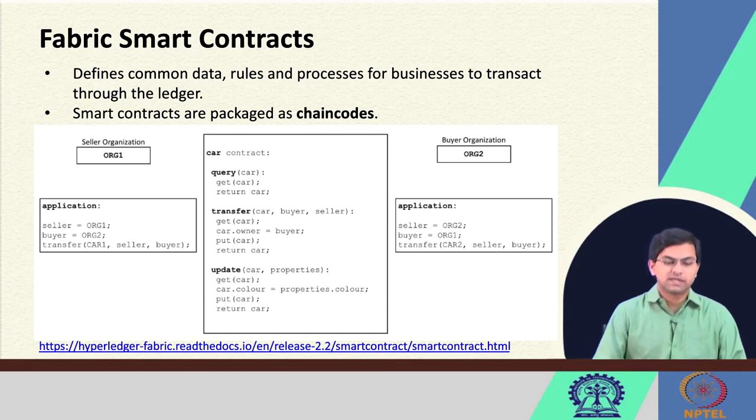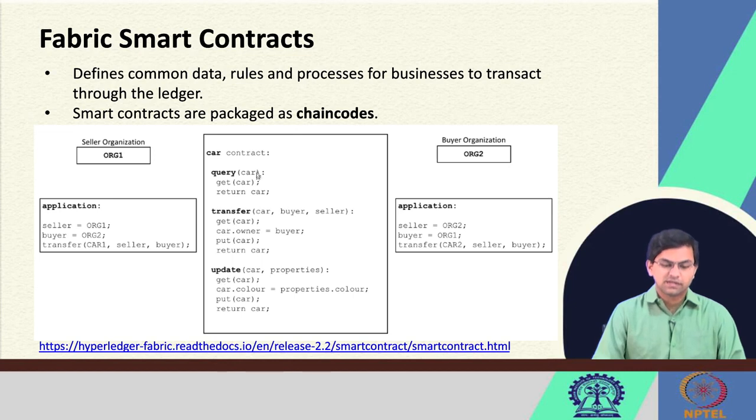So, if you see this particular diagram, in a network there are two organizations, buyer and seller orgs. Org 1 is the buyer organization and org 2 is the seller, and we would have a smart contract like this for an application which is used to handle cars. Suppose these two organizations want to buy and sell cars, then this particular contract named car contract will have several functions. Here we can see there are three functions: query, transfer and update, and all of them are concerned about the data of different cars.